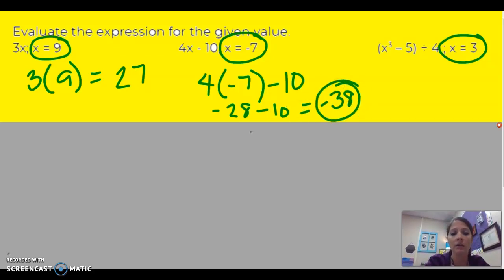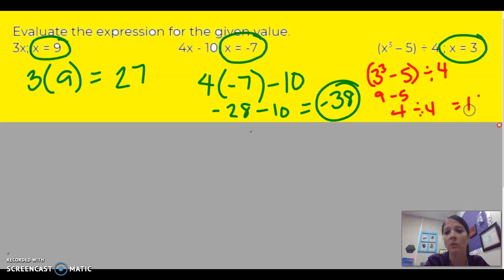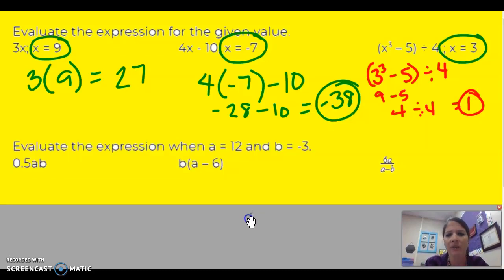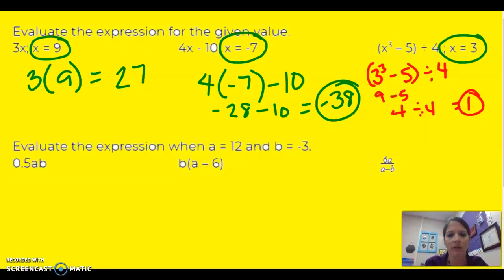Okay? And finally, changing color here, I'm going to plug in my 3. So I've got in parentheses 3 cubed minus 5, and then divide by 4. So 3 cubed is going to be 9, and so 9 minus 5 is going to be 4. 4 divided by 4 is equal to 1. Moving on, again, if this is going too fast, you can stop every time you need to.